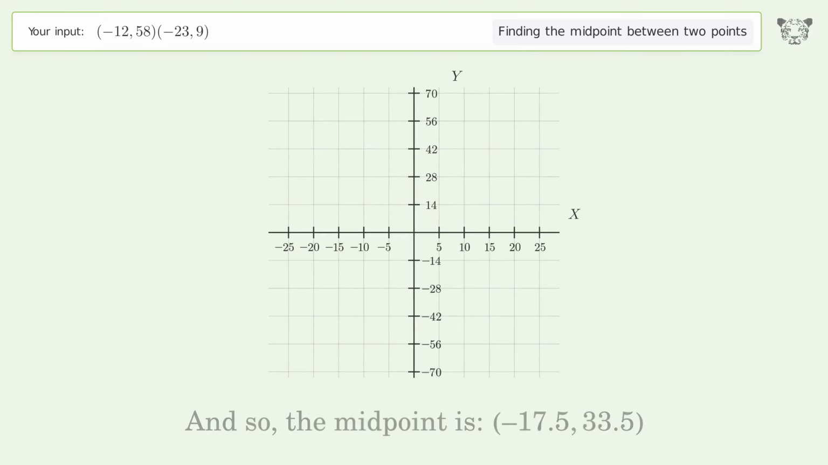And so, the midpoint is negative 17.5, 33.5.